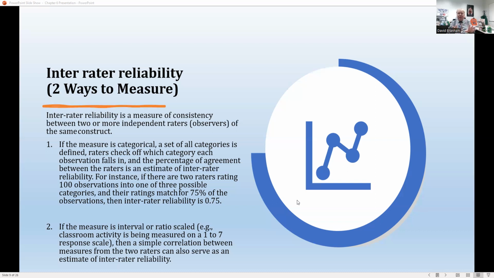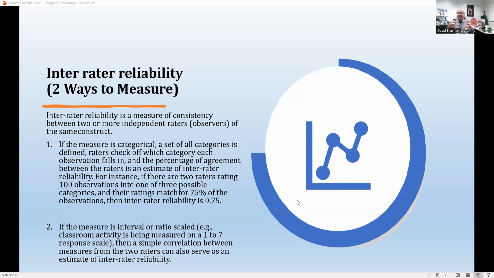For instance, if 2 raters rate 100 observations into one of 3 possible categories, and their ratings match for 75%, the inter-rater reliability score would be 0.75. It's a pretty simple way to do it.